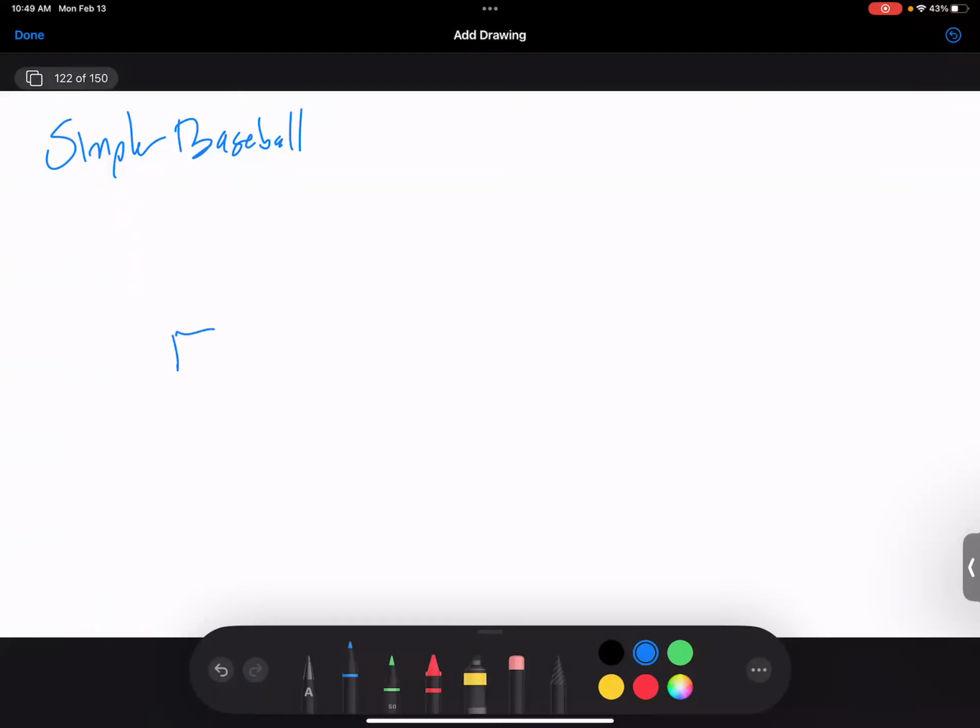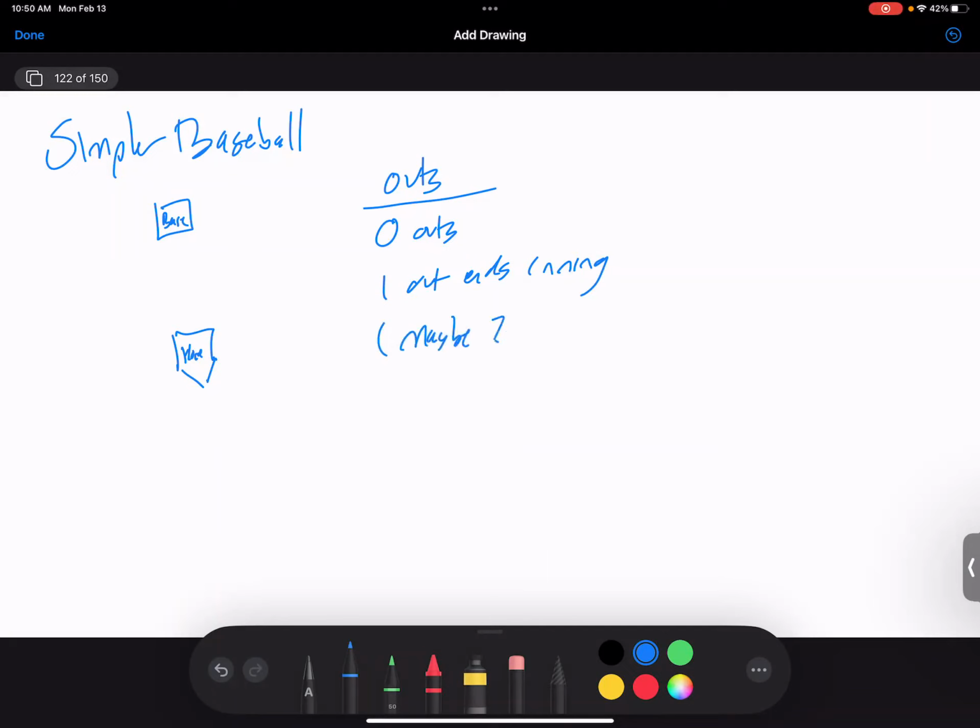One base. So we have home plate and we have the base. And how about outs? 0 outs, and then 1 out in the inning. 0 outs, 1 out ends the inning. Or maybe 2 outs ends the inning. Maybe it's too simple if we only say that there's 0 outs.